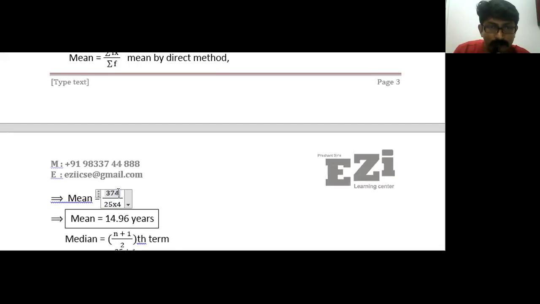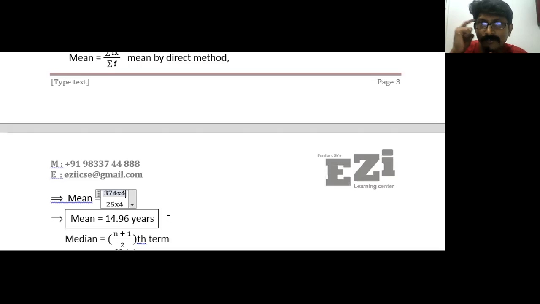Now, many of you will be surprised why I'm doing that, but it's very simple. Think a little bit, you'll understand. So if I multiply this by 4, you're going to get 1496 divided by 100. And now it's a simple story to shift the dot, and that will become 14.96 years.